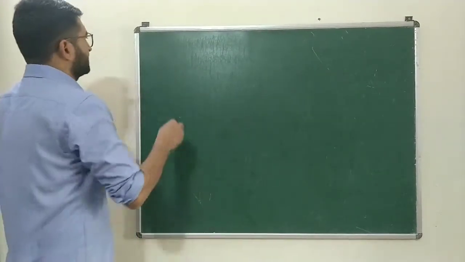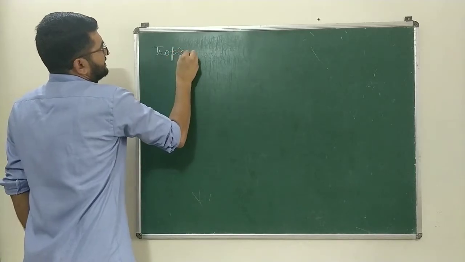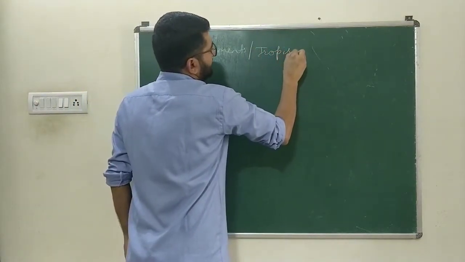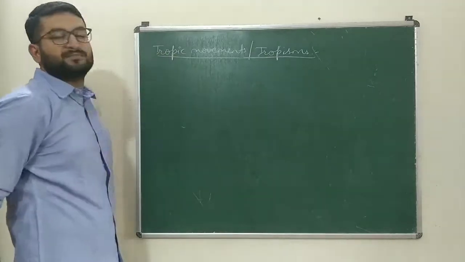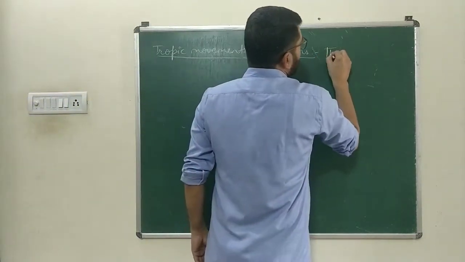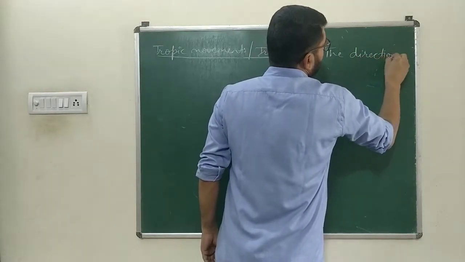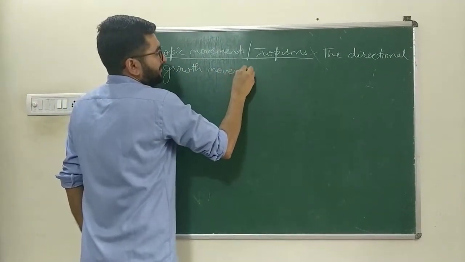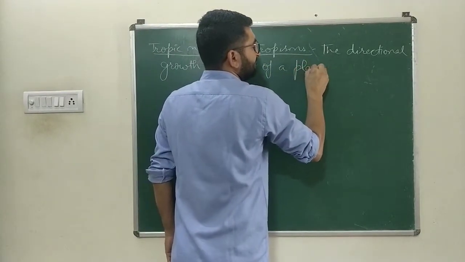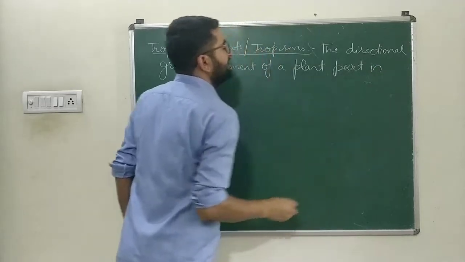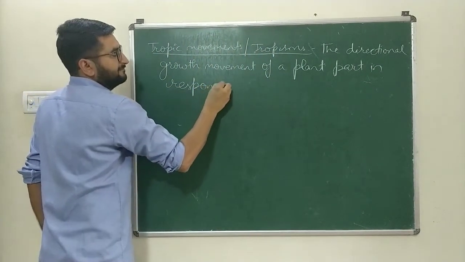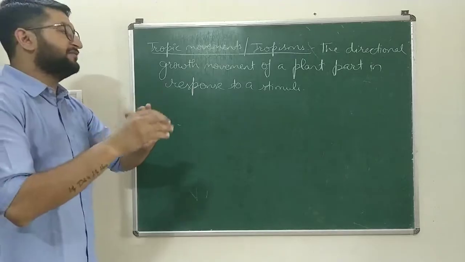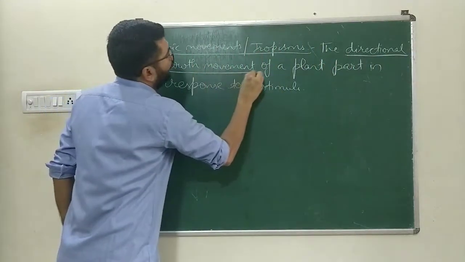After that, we have to discuss the tropic movements, which are also known as tropisms. What are tropisms? Tropisms are the directional growth movements of a plant part in response to a stimuli. The term which is very important in this definition is directional growth movements.